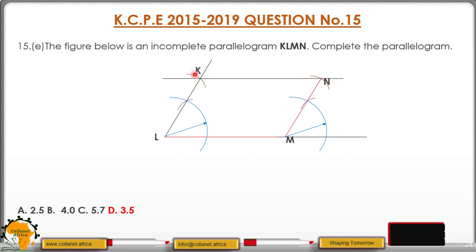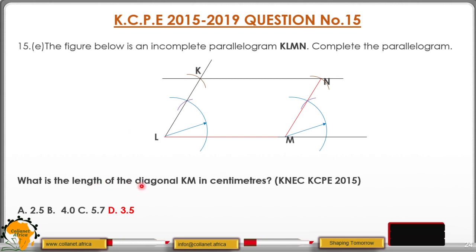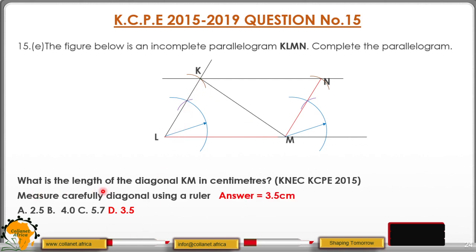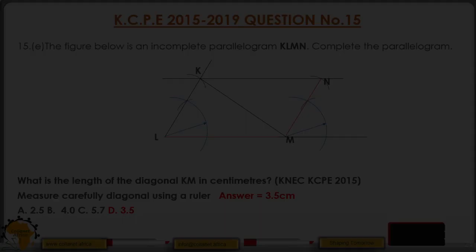Then after you have done that, you go now to the question. What is the length of the diagonal KM in centimeters? So you move to that, then you measure, and you're going to get your answer: 3.5 centimeters. Construction is very simple. Thank you.